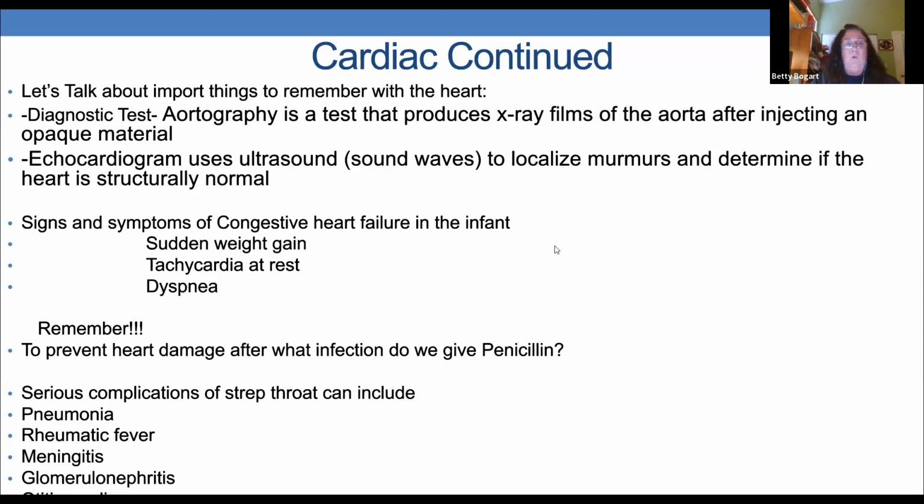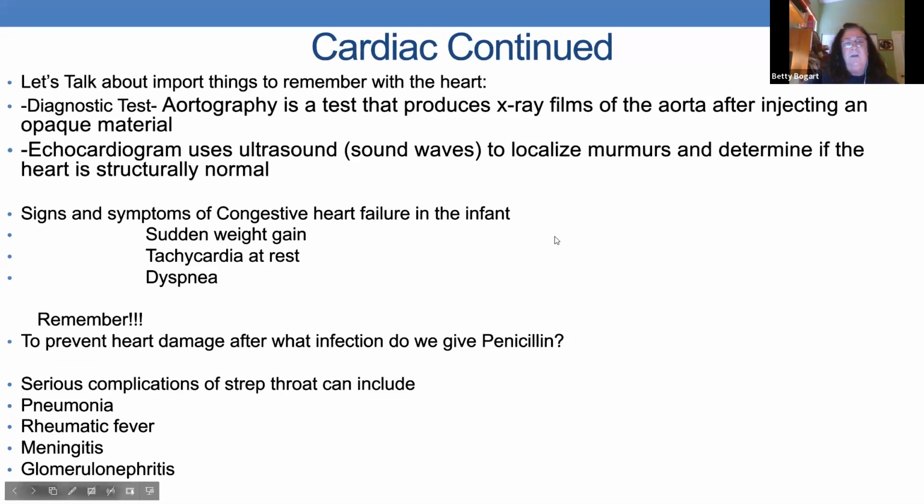And you're going to see them really short of breath. Now, one condition that can affect the heart is strep throat. With strep throat, we should always tell our parents to take the entire dose of the medication because it can cause all different infections. It can cause pneumonia, rheumatic fever, meningitis, glomerulonephritis, otitis media. And how do we treat all of these infections?